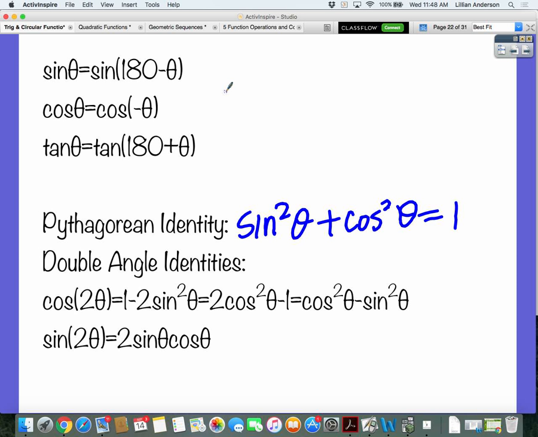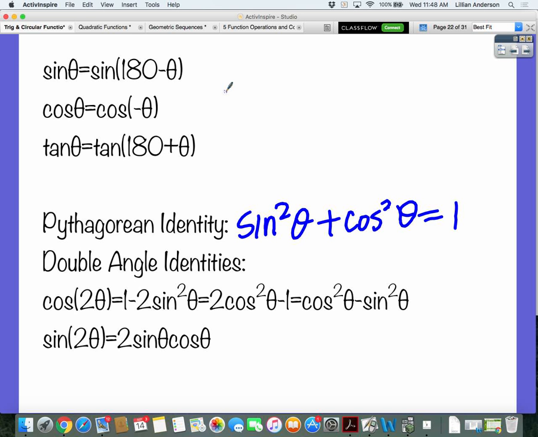Sine of theta is the same thing as the sine of 180 minus theta. So basically that's letting you know that if you have theta and you do 180 minus theta, the sines will end up being the same. Cosine theta equals cosine of negative theta, they're going to be the same, and then tangent theta equals tangent of 180 plus theta. This is mostly used if you're ever given a problem and it says that's in the second quadrant, and you know that sine is positive for both the first quadrant as well as in the second quadrant.